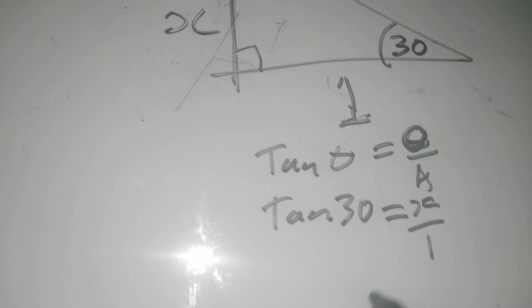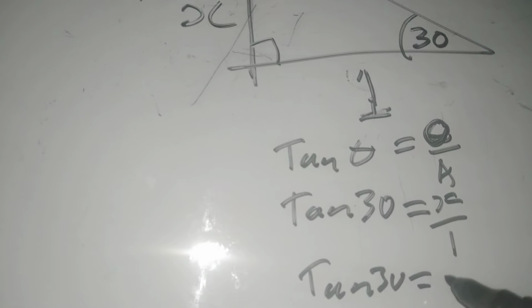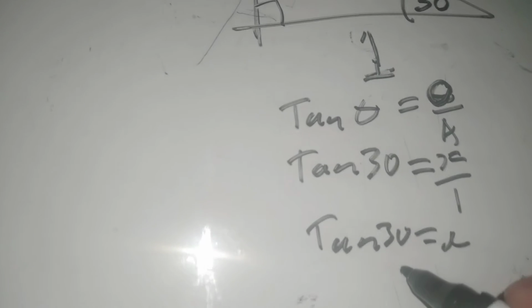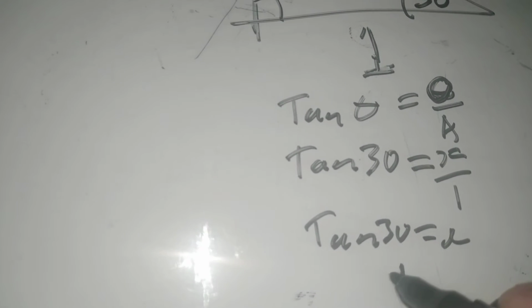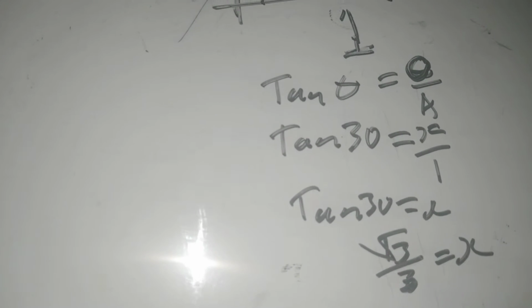And x over 1 is still x, right? So this is going to be tan 30 equals x. Then when you type this in a calculator, tan 30 is 1 over root 3, but the calculator will give you root 3 over 3. Here I'm not using a calculator, I'm using my brain. So that's what we have.